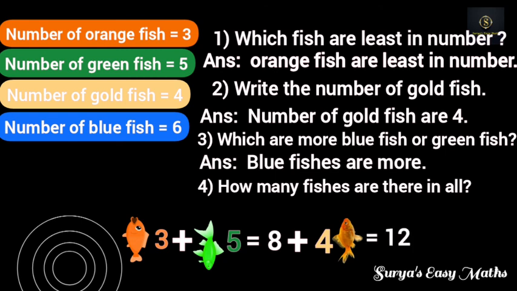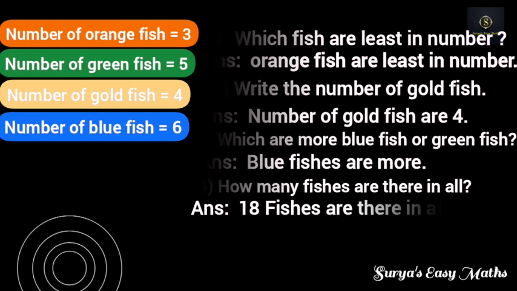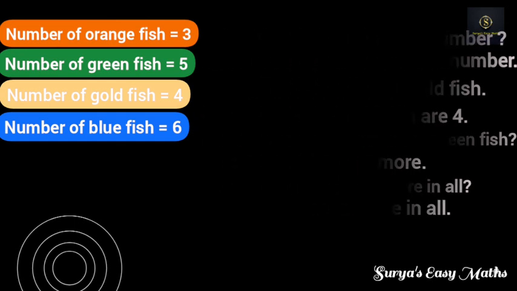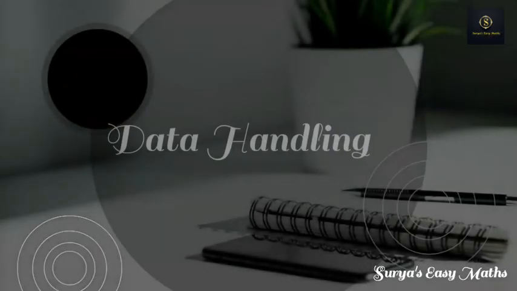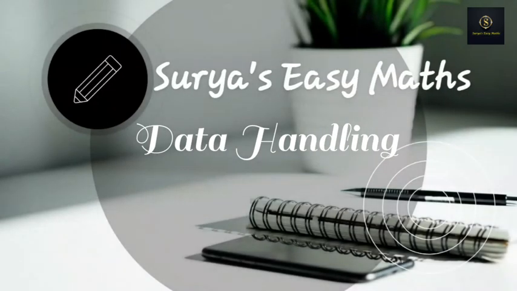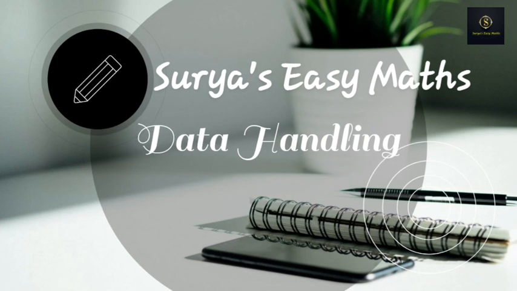So 8 plus 4 is equals to 12. Now in this 12 fishes we will add 6 blue fishes. So 12 plus 6 is equals to 18. Therefore we write answer as 18 fishes are there in all. So now children, I hope that you all have understood the meaning of data handling and how to observe the data, how to do collection of data, and how to record data.